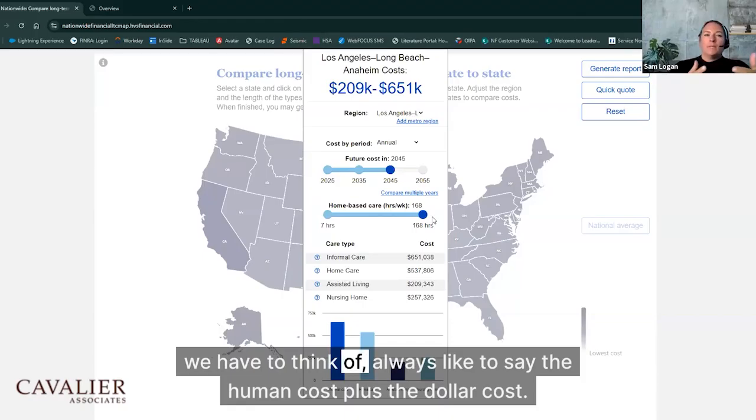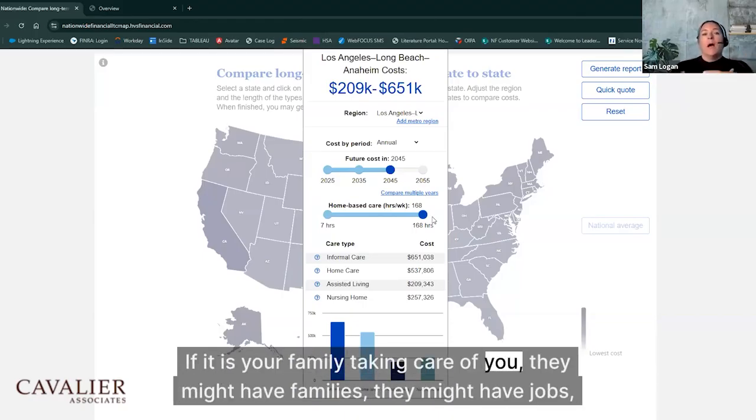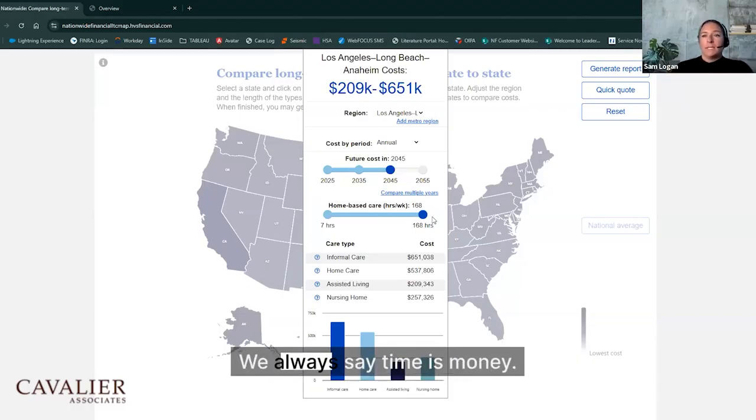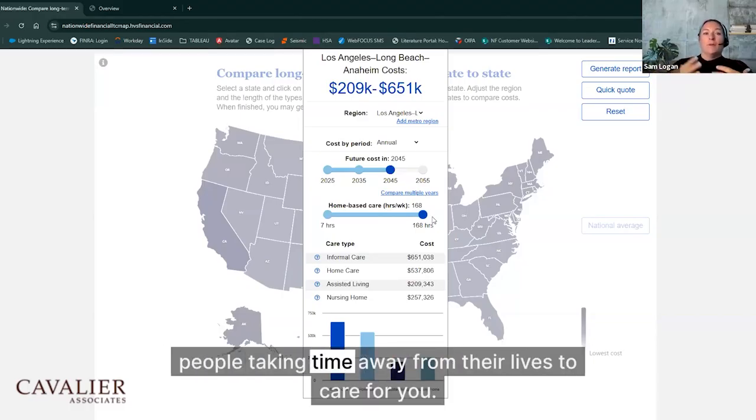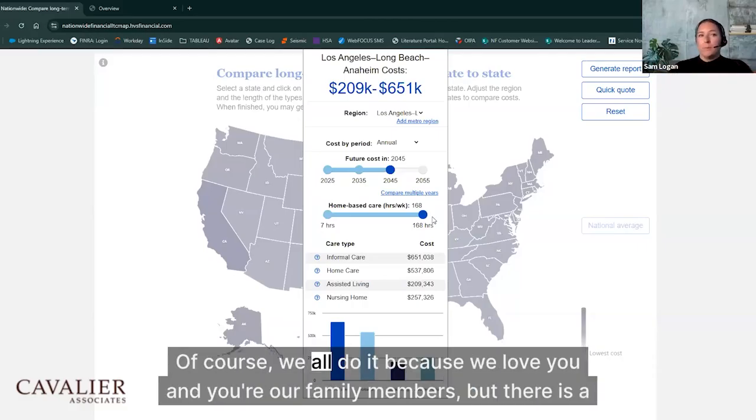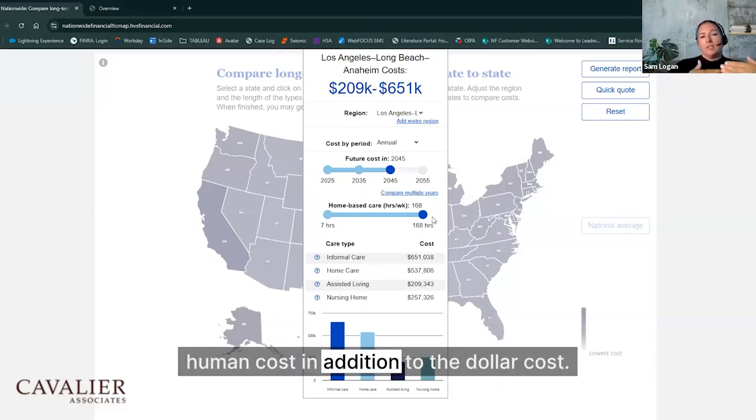We have to think of, I always like to say, the human cost plus the dollar cost. If it is your family taking care of you, they might have families, they might have jobs, they're taking away time. We always say time is money. People are taking time away from their lives to care for you. Of course, we all do it because we love you and you're our family members, but there is a human cost in addition to the dollar cost.